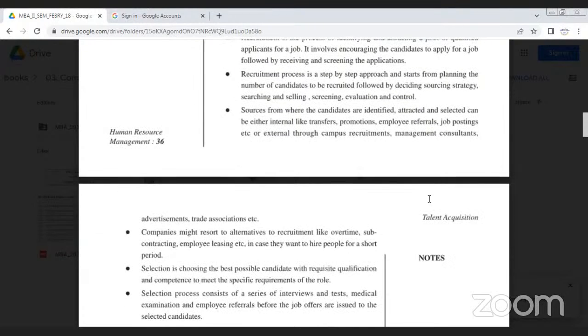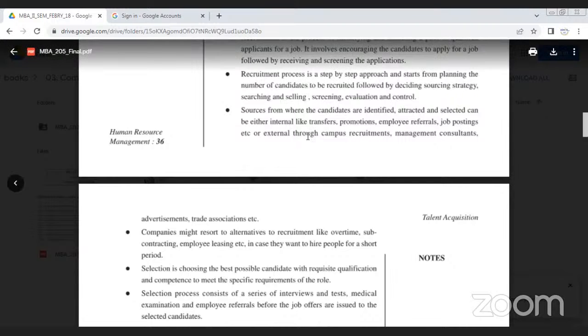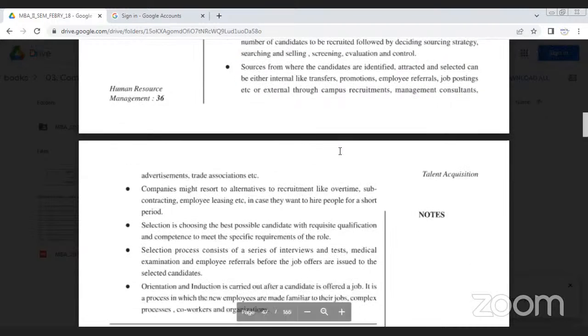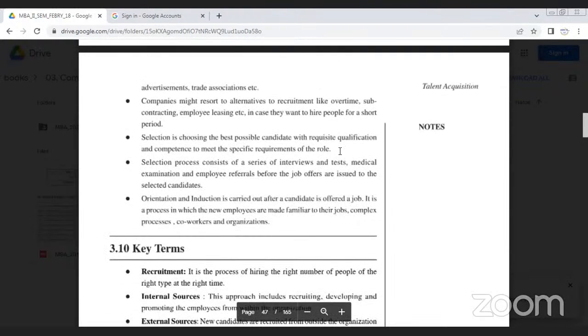The source from where the candidates are identified and attracted can be either internal, like transfers, promotions, employee referrals, job posting, etc., or external, like campus recruitment, placement consultants, advertisements, and trade associations, etc. Orientation and induction is carried out after a candidate is offered a job. It is a process in which the new employees are made familiar with the job, complex processes, co-workers, and organization.